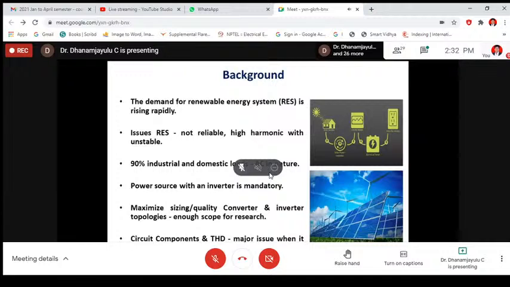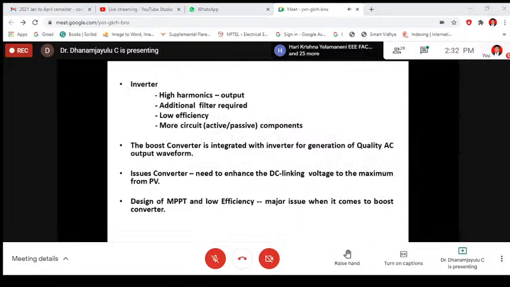The maximum sizing and quality of the inverter topology has enough scope for research. When it comes to inverters, the circuit components and THD are the major issue. It will damage the load. An additional filter component is required to eliminate the harmonics, and if more circuit components are involved, it will increase the conduction losses and switching losses, and also increase the power losses, therefore decreasing the efficiency. So when it comes to the boost converter, it is integrated with the inverter for generation of a quality AC output waveform.